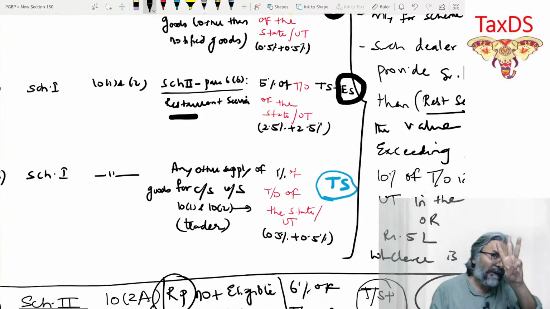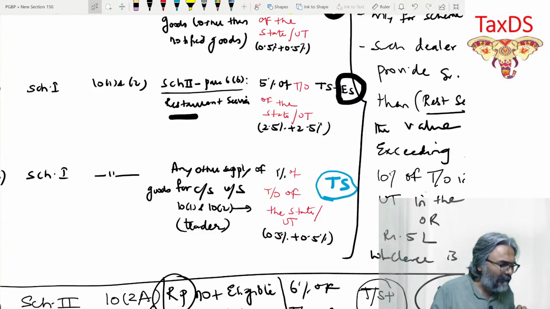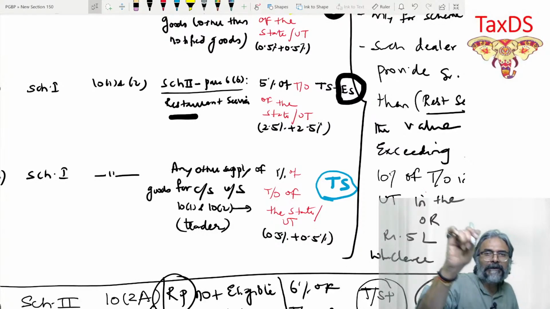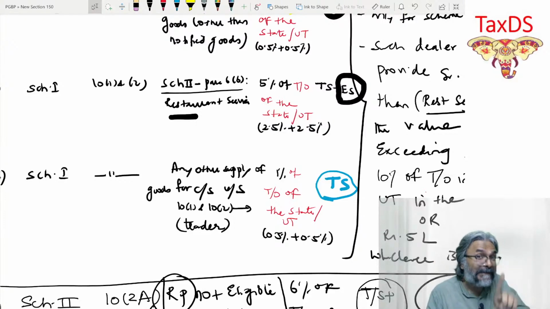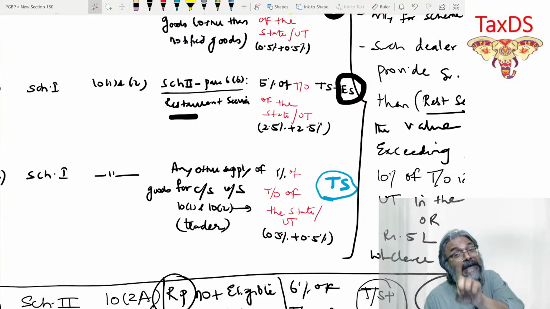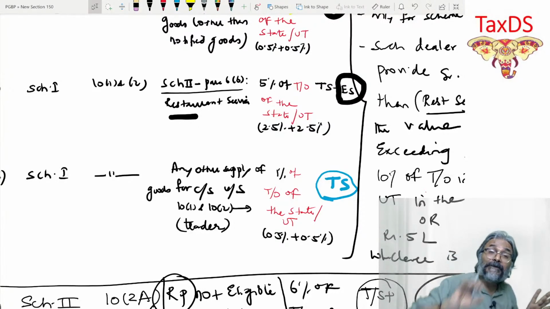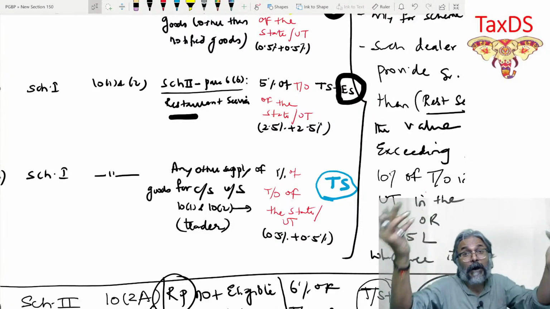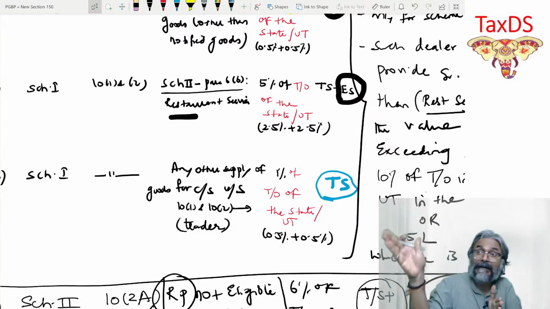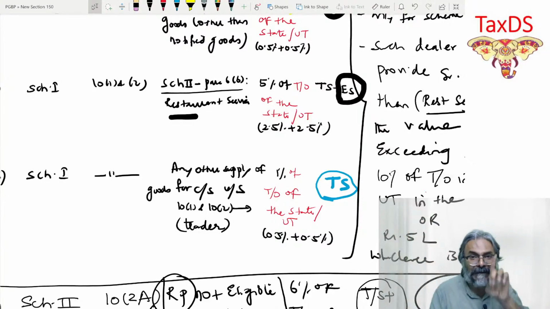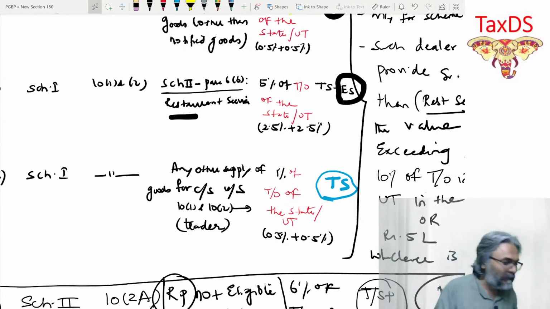Perfect. What about the third category in scheme number 1? There you take 1% of the turnover of the state, and in this turnover of the state, students, it is only the taxable supply that will be considered. So all the exempt supply will be out of the race. Not only the interest, but everything would be out, because we take 1% of only the taxable supply. Is that point clear to all of you, students? See how the things will change.